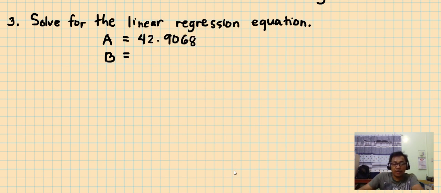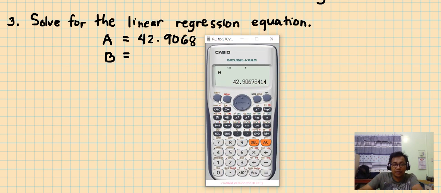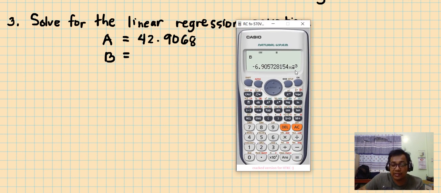42.9068. And for our B, shift stat ulit. Shift stat, okay, reg, and then 2. Negative, tignan natin dito. Meron tayong raised to negative 3 times 10 raised to negative 3 dito. So, kailangan natin i-move yung decimal places ng 3 units to the left. Okay, so 1, 2, 3. So, magkakaroon tayo ng dalawang zeros before 6. Pero yung negative, negative pa rin.